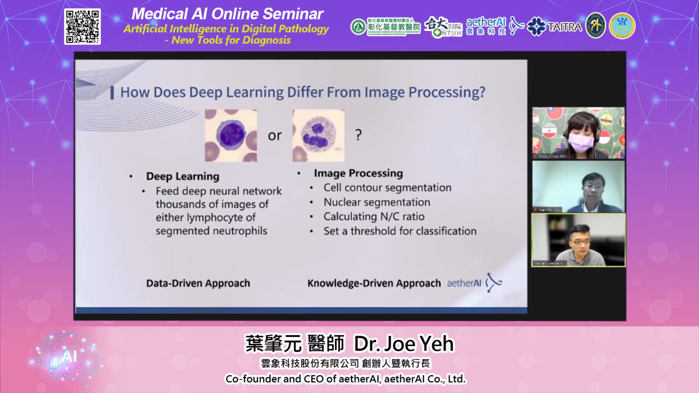So finally, we feed a deep neural network thousands of images of either lymphocytes or segmented neutrophils and let the neural network learn on its own what the important features are for the cell classification task. We call this the data-driven approach. In the past decade, it has been proven many times that the deep learning approach is superior to traditional image processing methods in terms of image recognition performance. And that is why we see a lot of applications of AI in medical imaging booming in recent years.